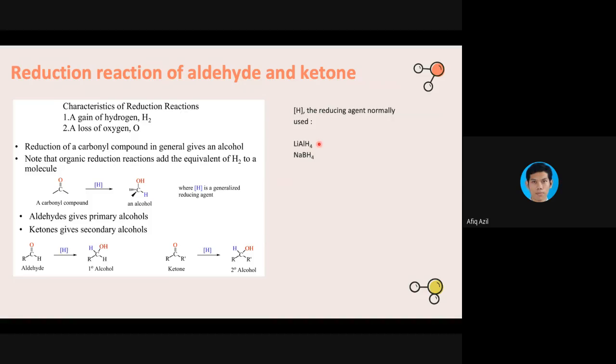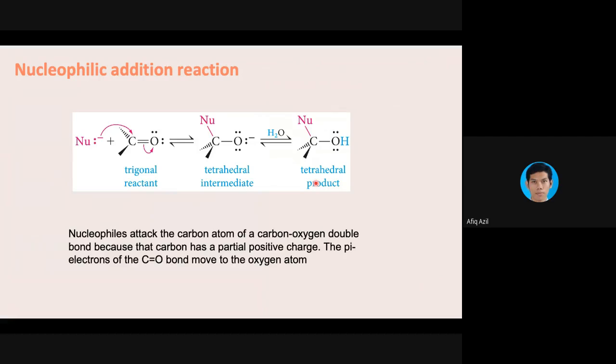The reducing agents commonly used, the first one is lithium aluminium hydride. Another type of reducing agent can be sodium borohydride. These are the two most common reducing agents currently being used. Then all of the next reactions after this are basically examples of nucleophilic addition reactions. This is a type of reaction very specific to aldehydes and ketones.